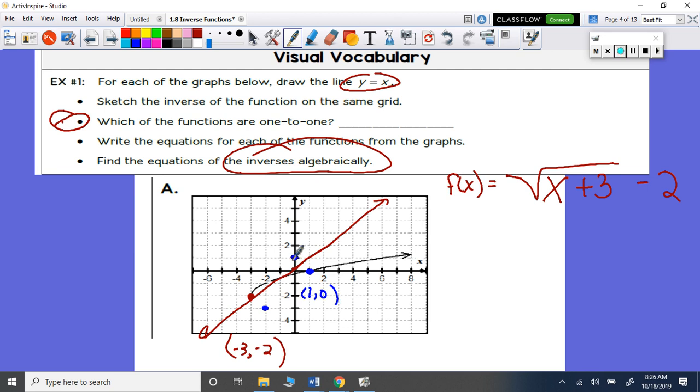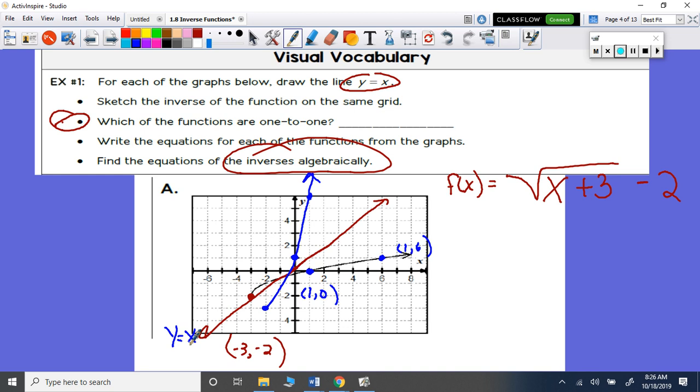Let's see. Can we get one more point out of here? How about this? If this guy is 1, 6, it's going to be 6, 1. So up here. So the graph of our inverse, do you agree, is going to be something like that? And had I drawn my line y equals x better, it would have reflected over it. But that's how you take an original graph.